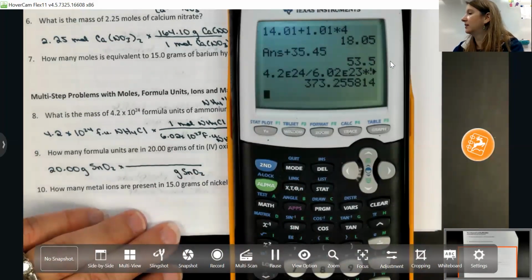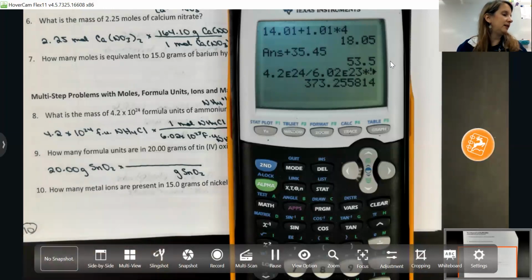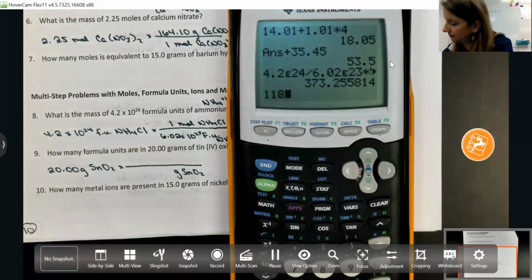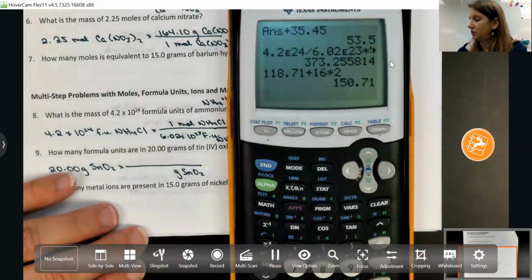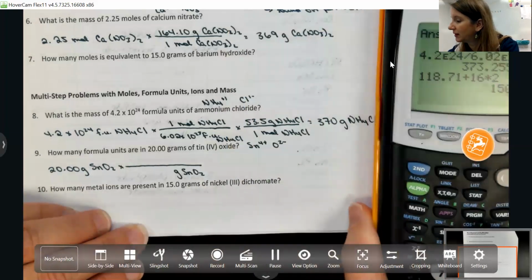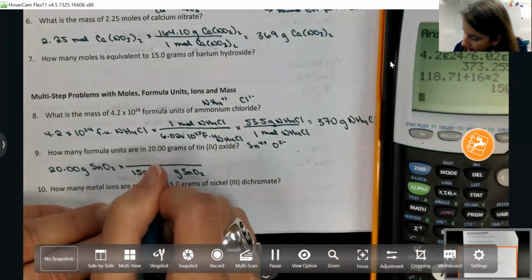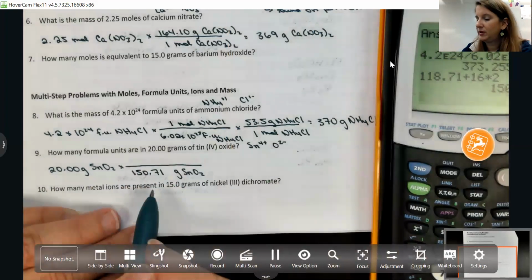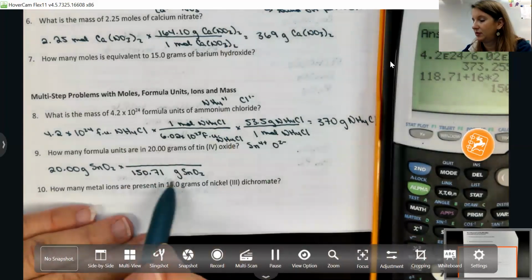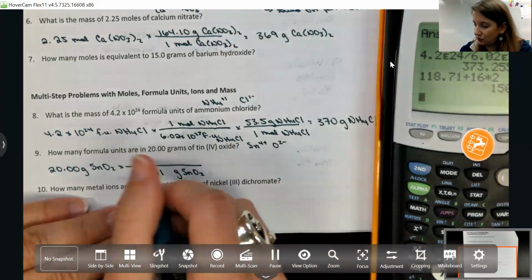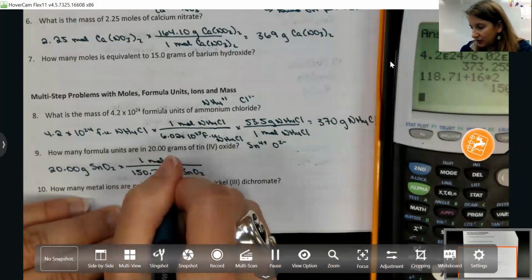I think that the mass of tin is, I can never remember this one. Let me look. 118.71 plus the mass of 2 oxygens, 16 times 2. So we have 150.71. And we know that the mass of tin oxide is equal to 1 mole of tin oxide.